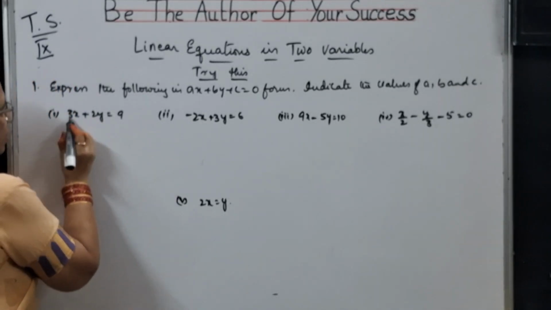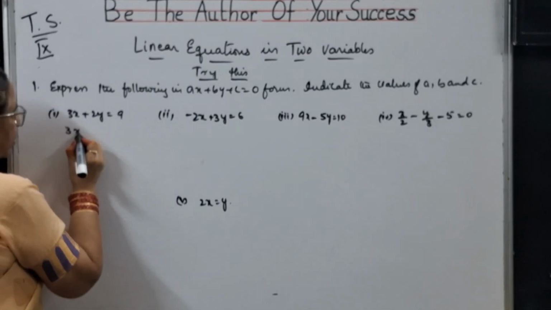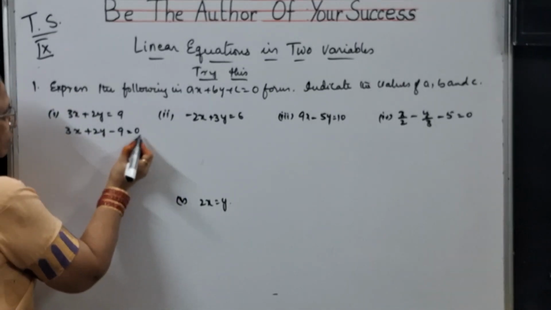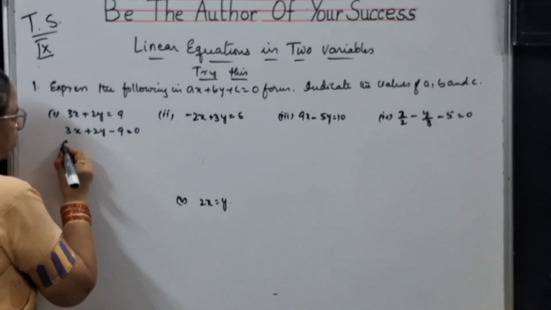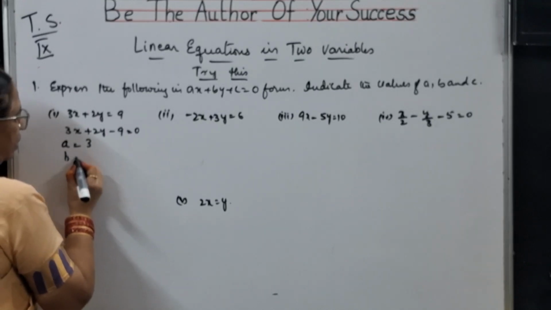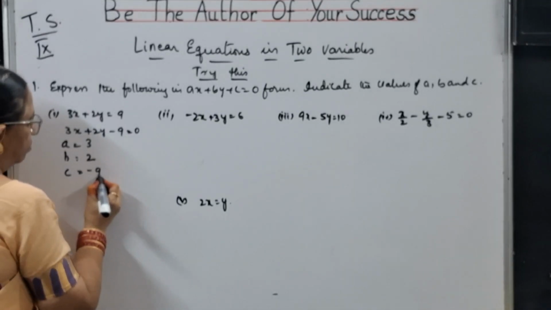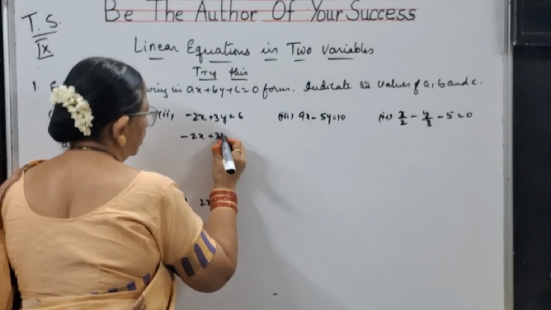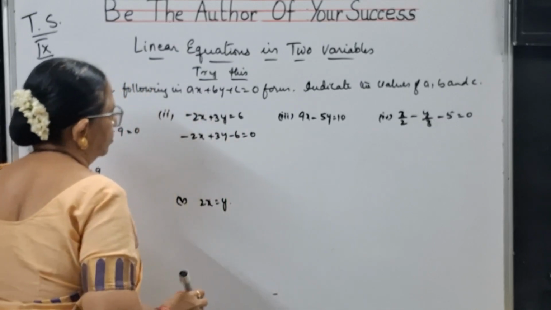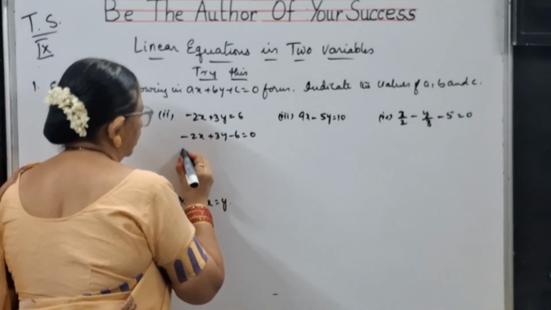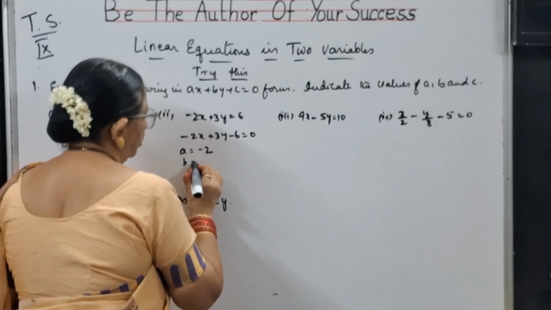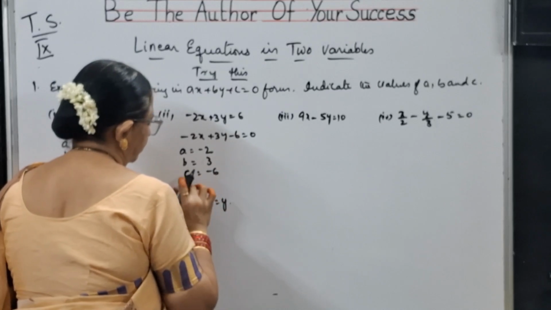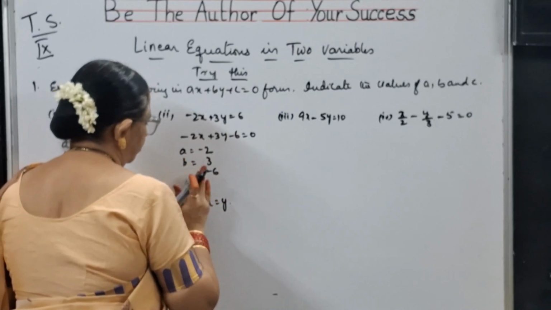So here the equation is 3x plus 2y is equal to 9. We can write it as 3x plus 2y minus 9 is equal to 0. So this is in the form of ax plus by plus c is equal to 0. So what is a? a is 3, b is 2, c is equal to minus 9. Now this you can write as minus 2x plus 3y minus 6 is equal to 0. So in this case, a becomes minus 2, b becomes plus 3, c becomes minus 6.